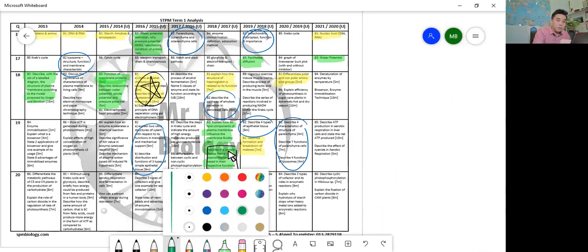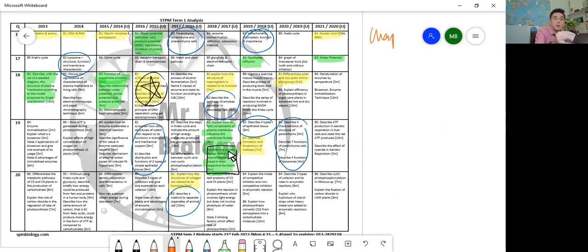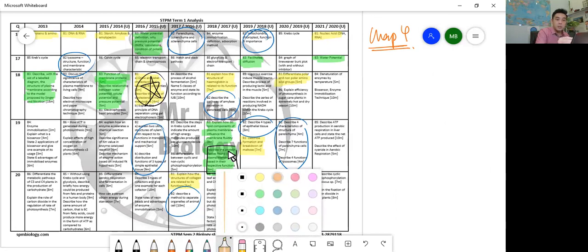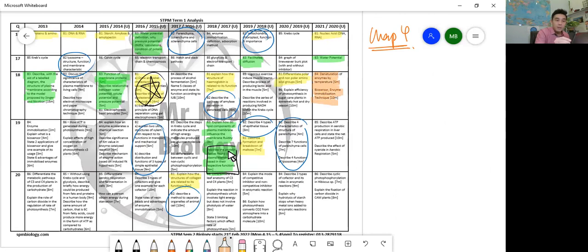Chapter 4, orange. Now, chapter 4, last year they asked denaturation of enzymes, biosensor. The year before, Lineweaver-Burk plot, if you remember the graph. Then 2019 competitive, non-competitive. Oh yeah, here there's cofactor as well. Okay, then 2018 enzyme immobilization.